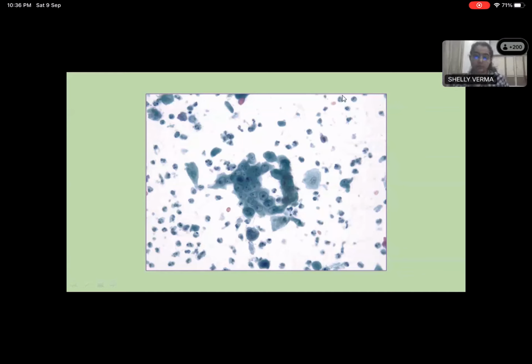So this is how a non-keratinizing squamous cell carcinoma would look. Okay, so the cells are much smaller and difficult to call squamous directly, right? Because it is more of the non-keratinizing type.